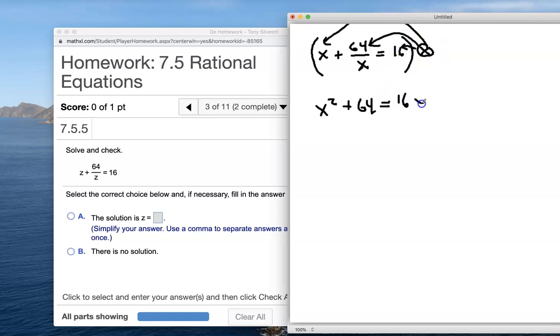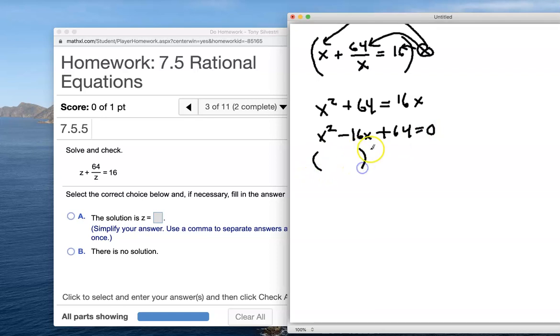16x. And look at this. Doesn't that bring back some memories? You got a problem with a square. And in order to do a problem with a square, you have to have an equal 0. Remember that in Chapter 6, Section 6.5. So what I'm going to do is subtract 16x from both sides and make it look nice and pretty with my squares. x squared minus 16x plus 64 equals 0. And now what do you have to do? You have to factor it.